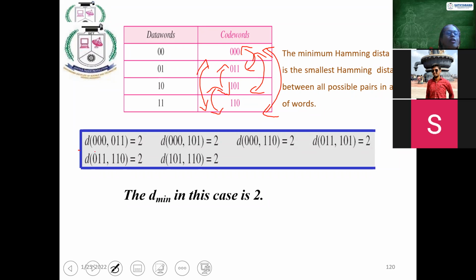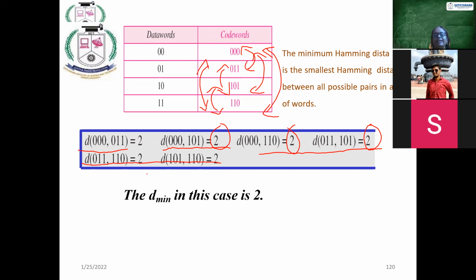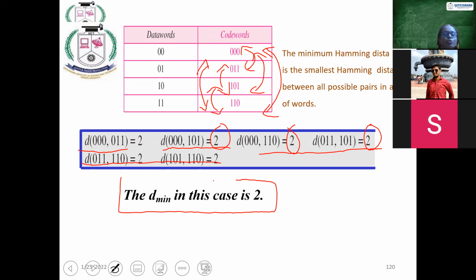So what is the Hamming distance value you are getting in all the cases? What is the value you are getting in all the cases? 2. So they will take the d-min. D-min means minimum Hamming distance. That value is 2. The minimum Hamming distance is 2.